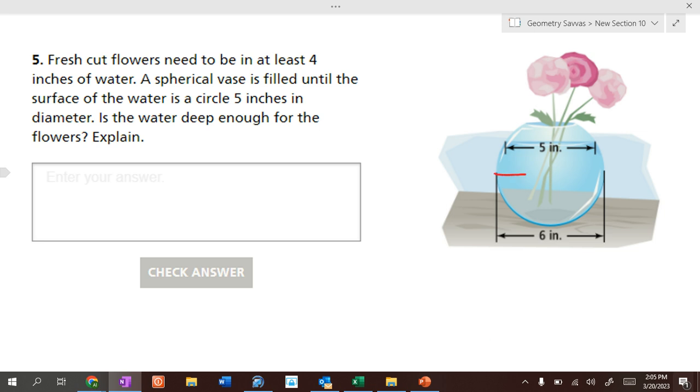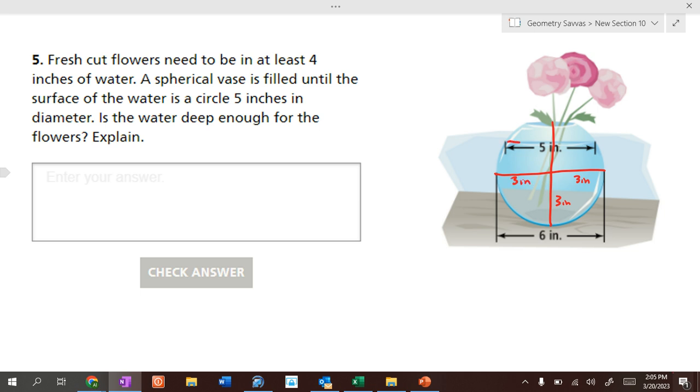To figure this out, let's draw some diameters on here. So then we have some radiuses. Okay? How long is the radius of this circle? How many inches? 3 inches. Because if all the way across is 6, this is 3 inches, this is 3 inches, this is 3 inches, right?